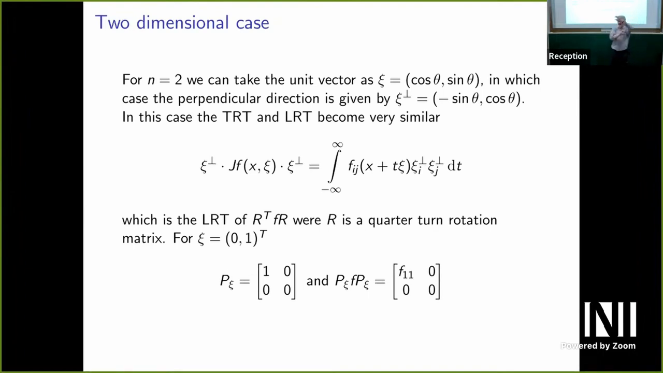So what you do is change the components about. You change the variables and relabel the components in the LRT and the TRT. And it's kind of the same as the notation.